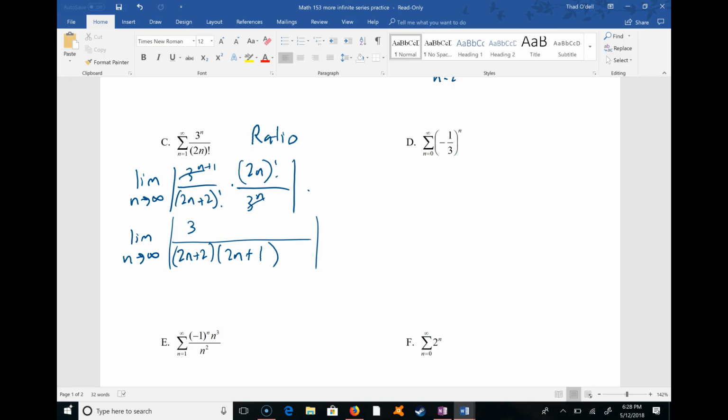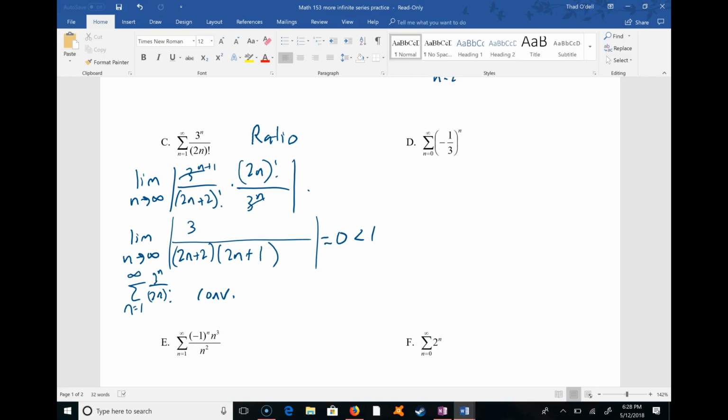And so then we let n approach infinity, and this thing approaches 0, which is less than 1. Therefore, we can say that our original series converges because our ratio is less than 1.